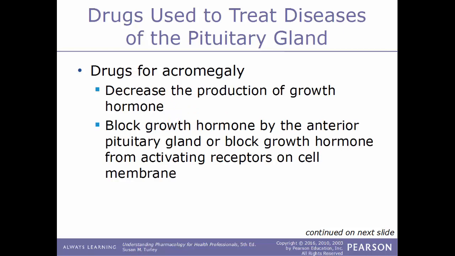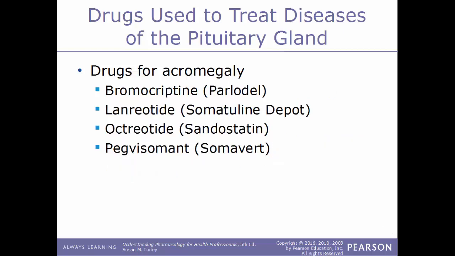The drugs that would treat this condition work to decrease the production of growth hormone. This works by blocking growth hormone release by the anterior pituitary gland, or blocking growth hormone from activating receptors on individual cells. Some examples of drugs that would treat acromegaly: bromocriptine, sold under the trade name Parlodel; lanreotide, sold under the name Somatuline Depot; octreotide, sold under the name Sandostatin; pegvisomant, sold under the name Somavert.